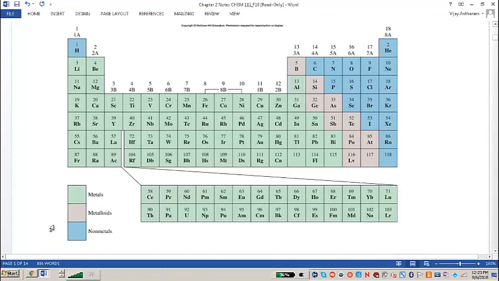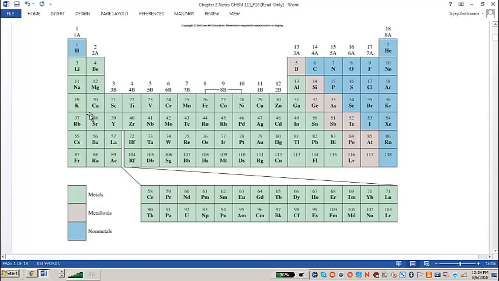However, the first thing I do want you to know is that each of these columns is called a group. This is group 1, and in some periodic tables it's also called group 1A. This is called group 2, and in some versions it's called group 2A. So the groups depend on what type of periodic table you are referring to. It will either be the numerals 1, 2, 3, 4, 5 all the way to 18, or it will be demarcated in either groups A or groups B.